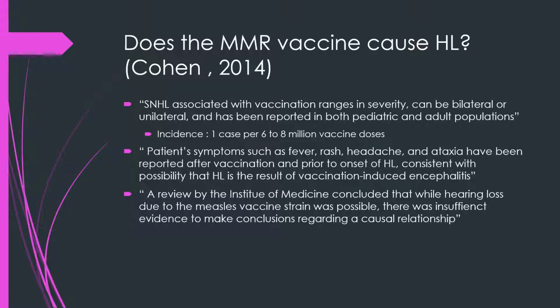The incidence, though, is 1 case per 6 to 8 million vaccine doses. Patient symptoms such as fever, rash, headache, and ataxia have been reported after vaccination and prior to the onset of the hearing loss. And it's said to be a result of vaccination-induced encephalitis. A review by the Institute of Medicine concluded that while hearing loss due to the measles vaccine strain was possible, there is insufficient evidence to make conclusions regarding a causal relationship between the vaccine and hearing loss.